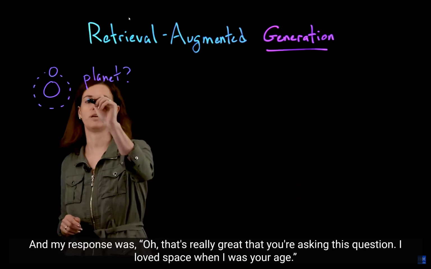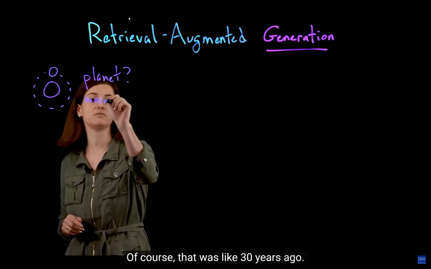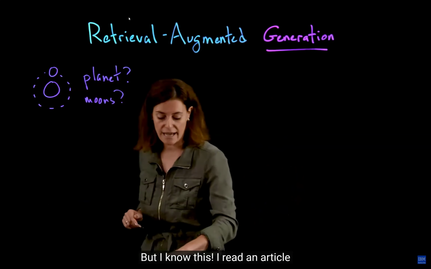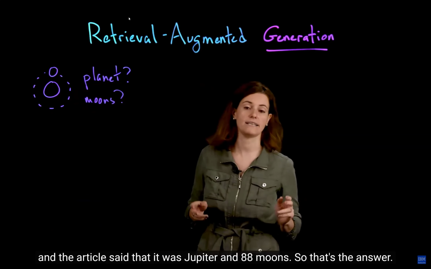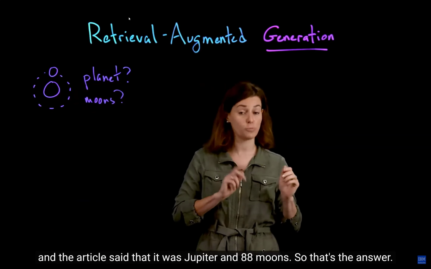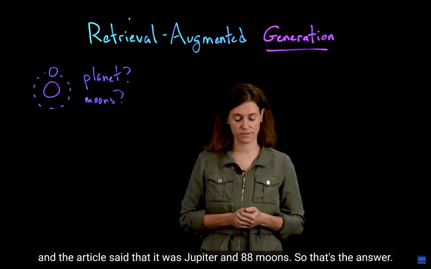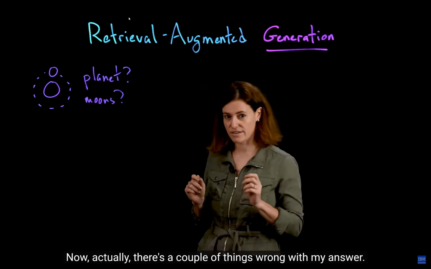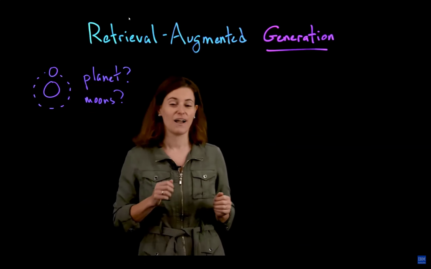I loved space when I was your age. Of course, that was like 30 years ago, but I know this. I read an article, and the article said that it was Jupiter with 88 moons. So that's the answer. Now, actually, there's a couple of things wrong with my answer.